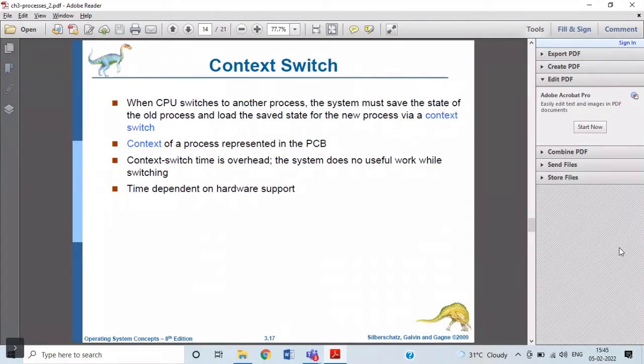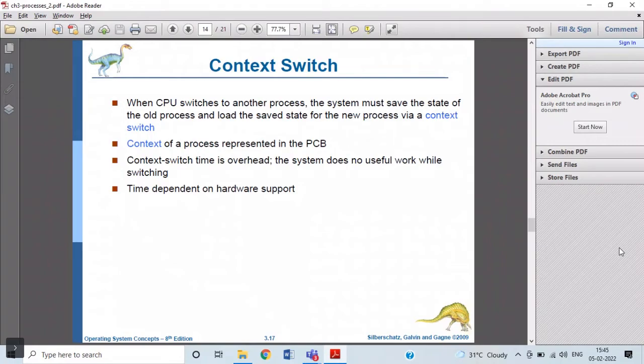So context switch: when the CPU switches to another process, the system must save the state of the old process and load the saved state for the new process via a context switch. So a context switch is nothing but whenever the CPU switches from one process to the next process. It is called a context switch. Okay.